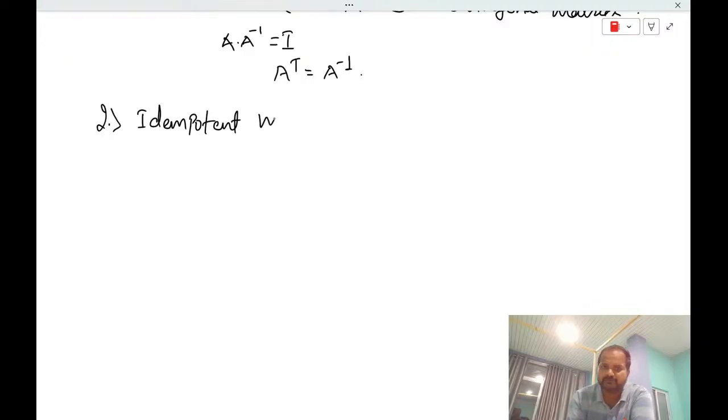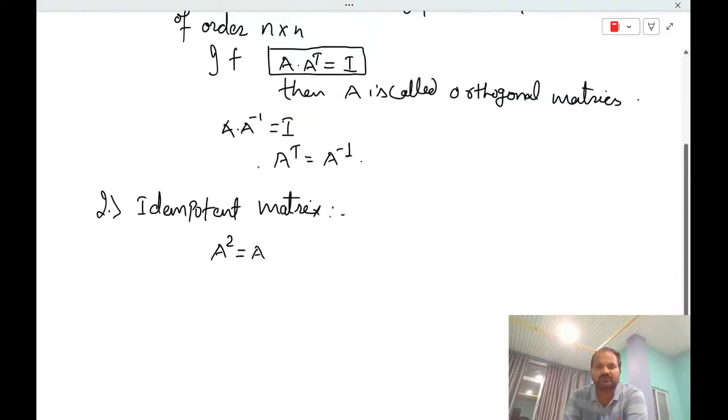Now the second one is called the idempotent matrix. In the same way, if A is a square matrix and if A square is equal to A, meaning if you take the product of A and A two times and it comes out equal to A, then it is called an idempotent matrix. Here we will see one example.